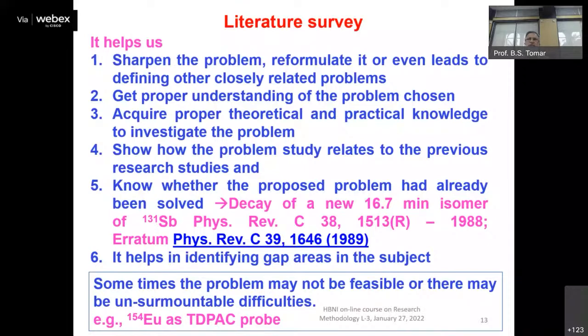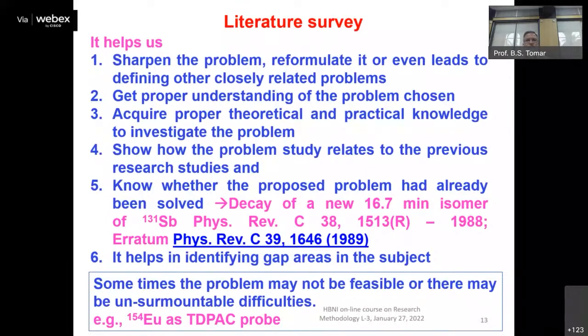So when I was telling you to take a couple of months to define a research problem, essentially you are doing a good literature survey to see whether the problem has already been handled or not, and how people have approached it. Acquire proper theoretical and practical knowledge to investigate the problem. So you know from the literature what kind of models are required, and what kind of experimental instruments are required to carry out your problem.